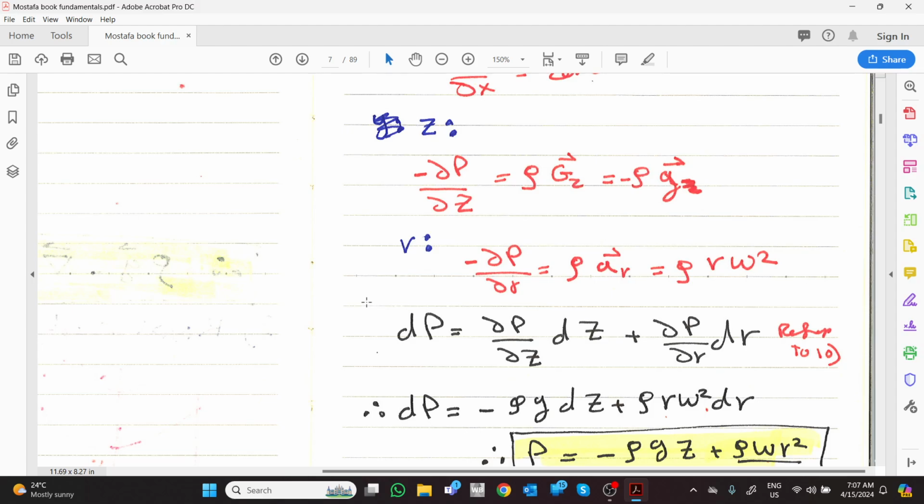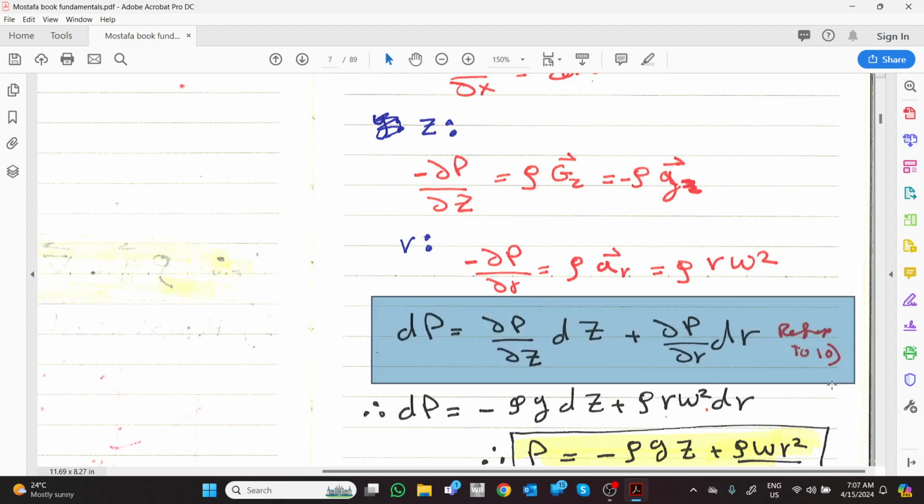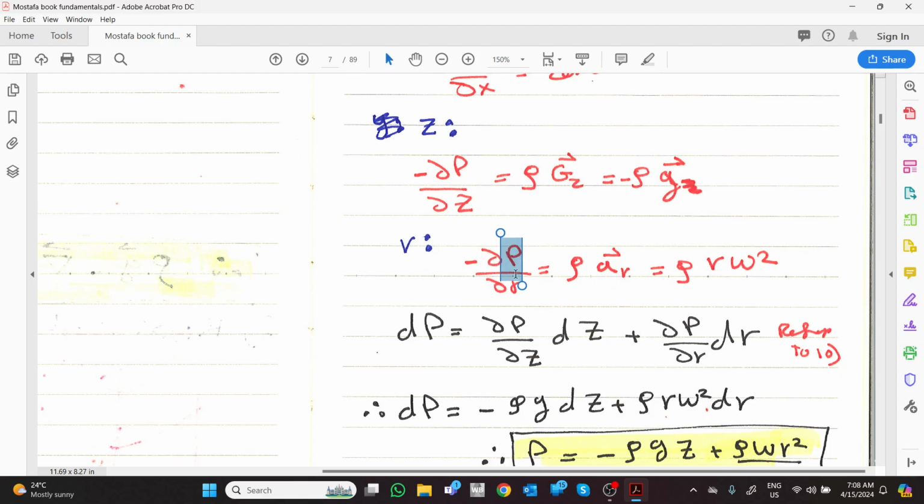There is something here we need to understand, but we're going to open it later on. This is a partial derivative. If I need the full derivative, not the partial derivative, of a function, it is equal to the partial derivative of that function with respect to the first parameter multiplied by the derivative of that parameter, plus the partial derivative of pressure with respect to r multiplied by dr.